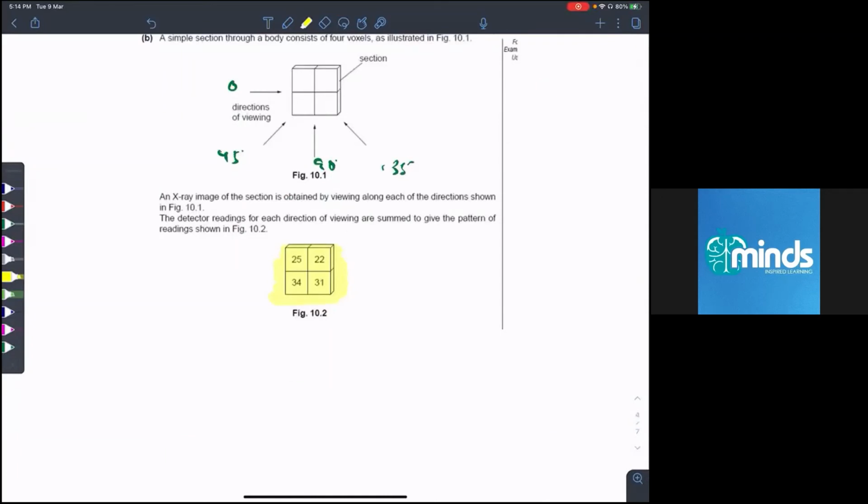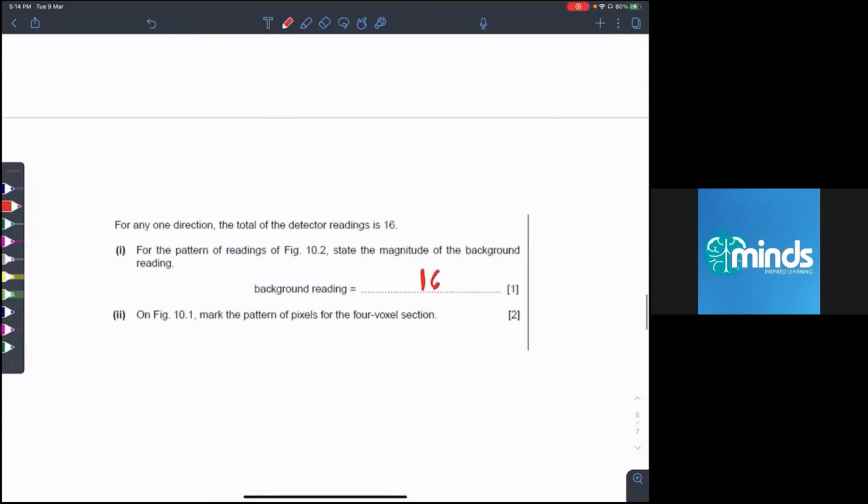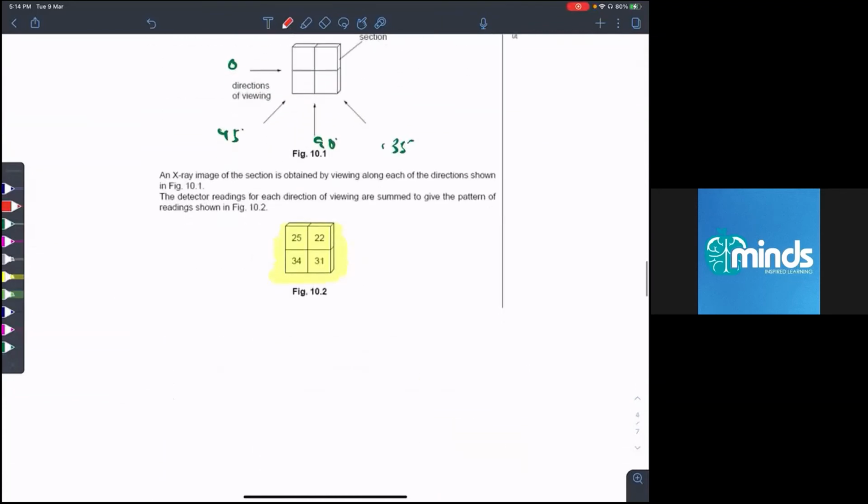See what the question is saying. An X-ray image of the section is obtained by viewing along each of the directions shown. The detector reading for each direction of viewing are summed to give the pattern of reading shown in 10.2. For any one direction, the total of detector reading is 16. So this is actually background reading. Now they are saying, on figure 10.1, mark the pattern of pixels for the 4 voxel sections. So what does it mean?